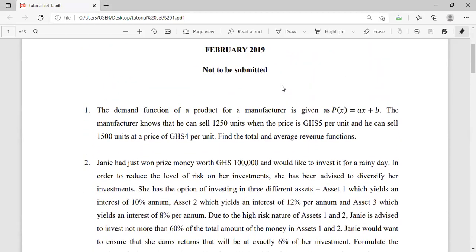Yeah. So let's start. I want someone who can read well to be reading for me. So for the sake of convenience, I'll be copying the questions and pasting them on my board.